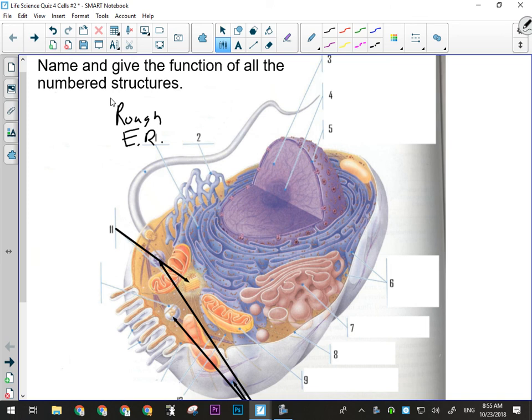1 mark for rough ER. 1 mark for transports protein. Structure number 2 is the smooth ER.